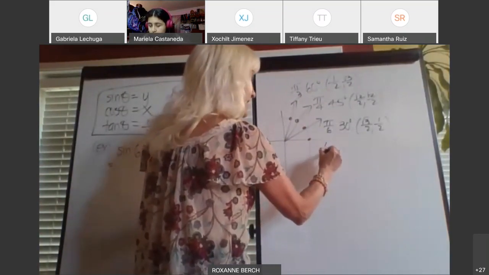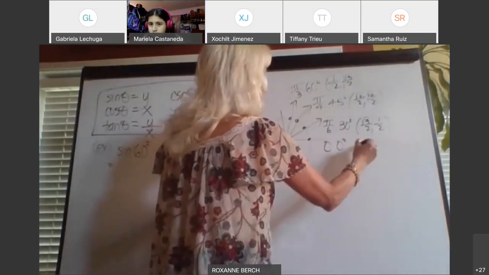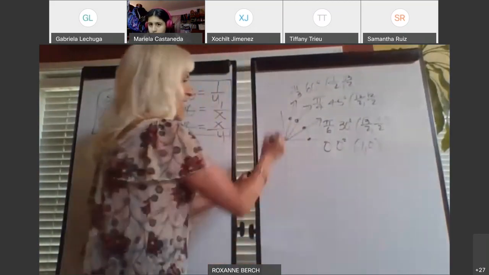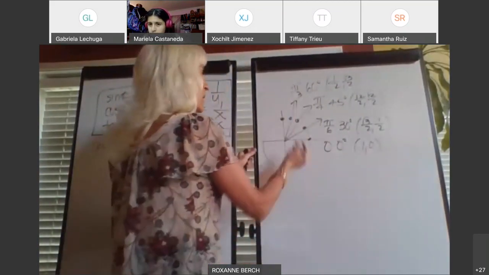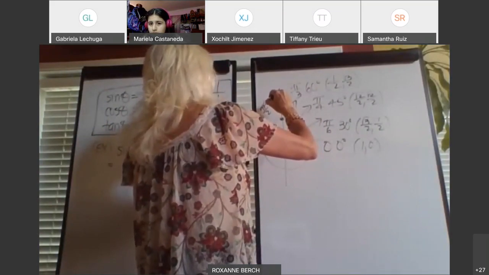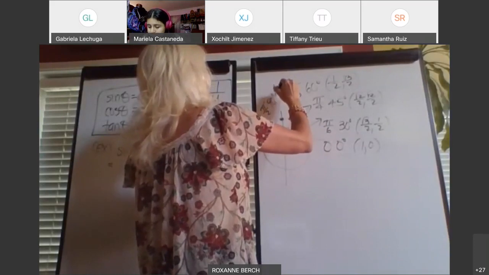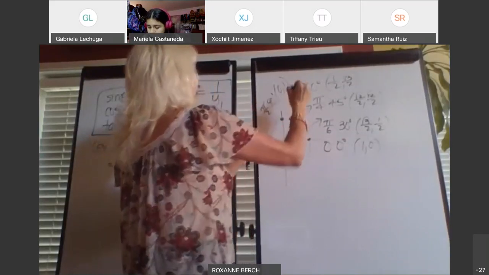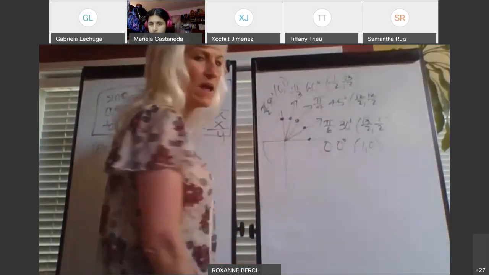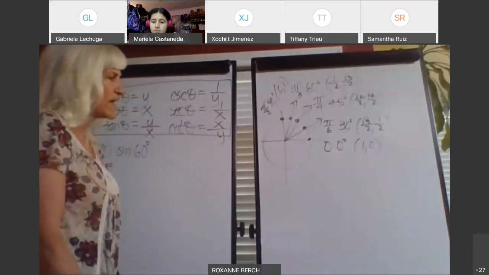This would be 0 radians or 0 degrees. And remember, this point is right 1, 0. And this point right here would be pi over 2 radians, or 90 degrees, or 0 up 1. Can't mix those up now. This is right 1, 0, that's 0 up 1. People in my pre-cal class are constantly messing those up. Don't mess them up.